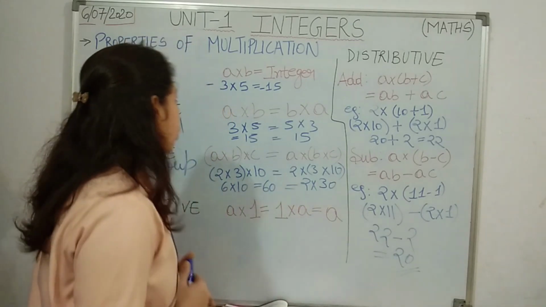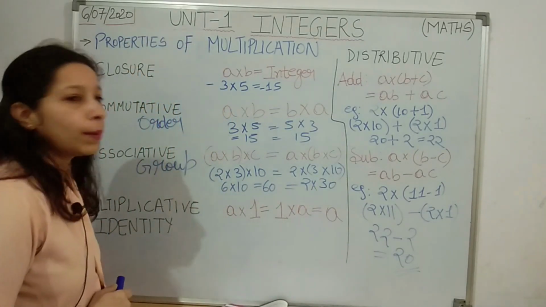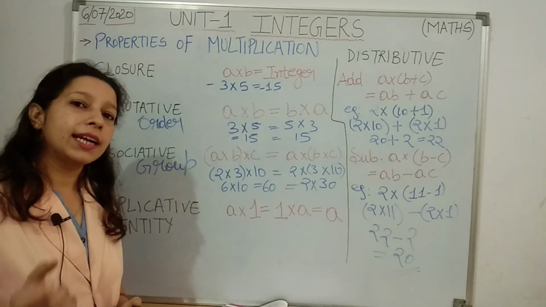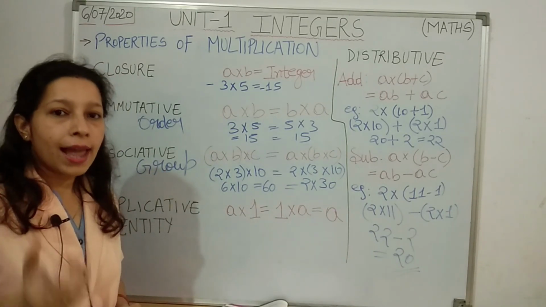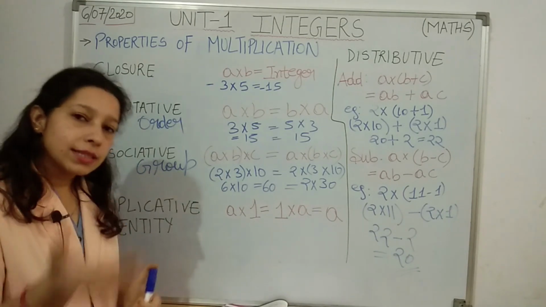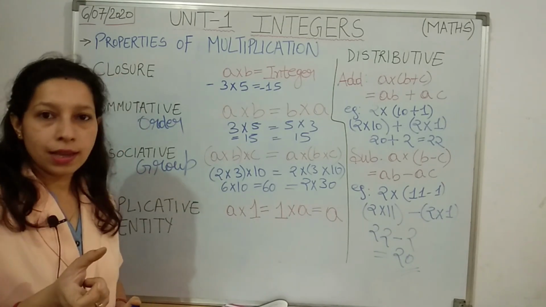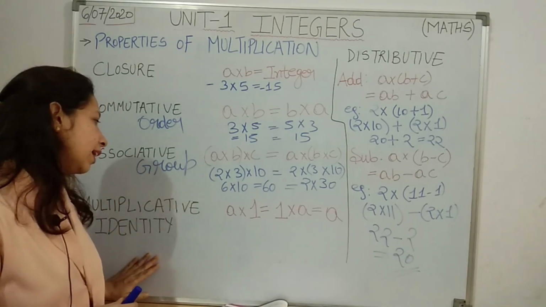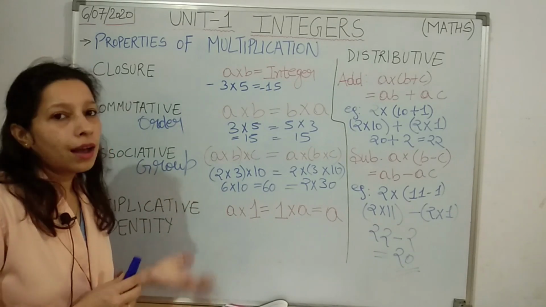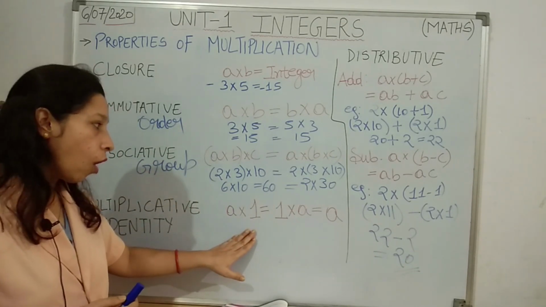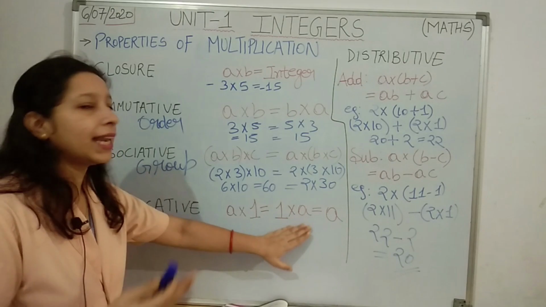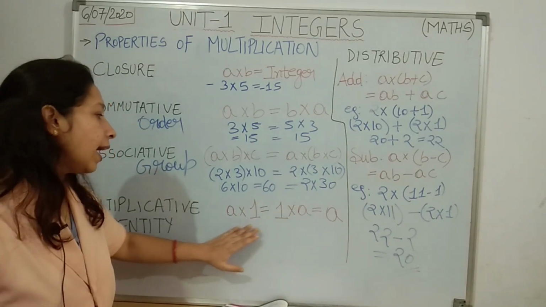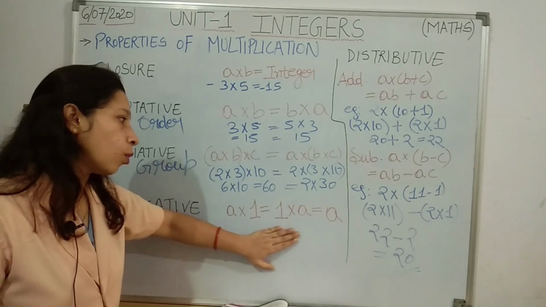Okay, now the last property under multiplication is multiplicative identity, students. For any integer, the additive identity is 0. You add any integer to 0 or 0 to any integer, the result will be that same integer only. Now here multiplicative identity means when you multiply any integer with 1 or multiply 1 with any integer, the result will be the same integer only. See here, a into 1 is equal to 1 into a, and both equal a.